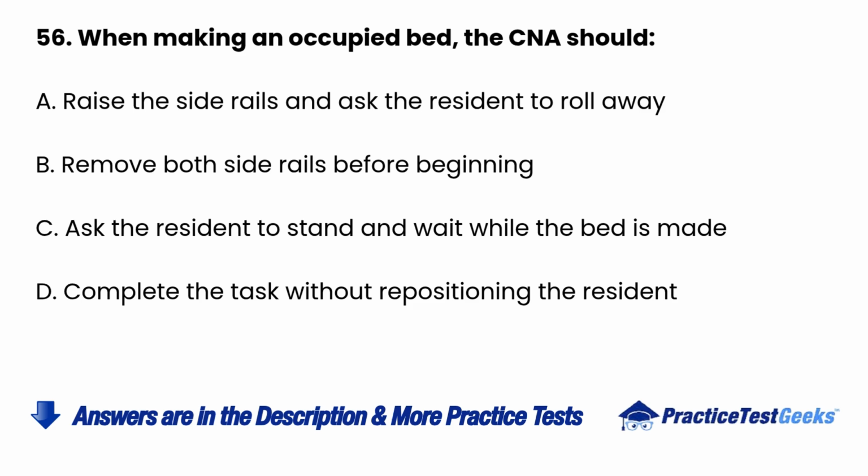56. When making an occupied bed, the CNA should A. Raise the side rails and ask the resident to roll away. B. Remove both side rails before beginning. C. Ask the resident to stand and wait while the bed is made. D. Complete the task without repositioning the resident.